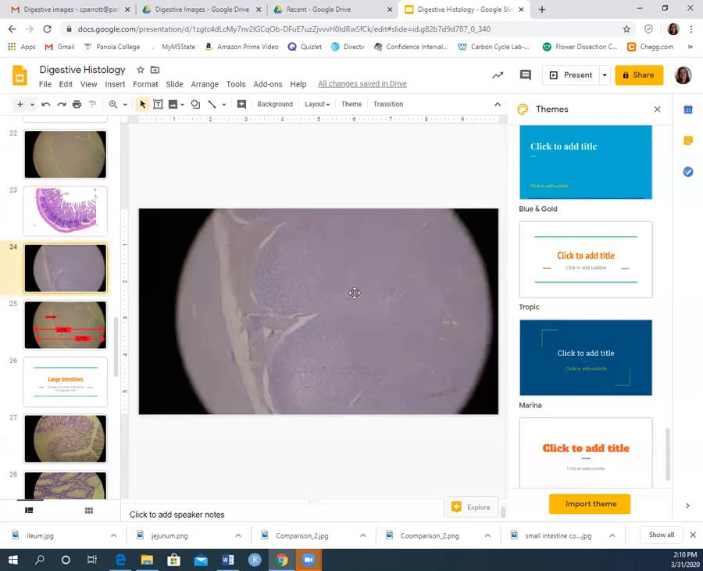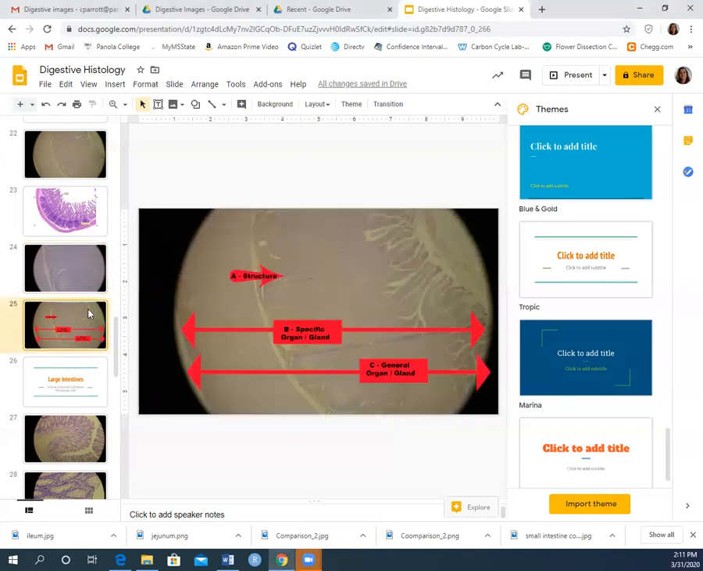Okay, this one right here is showing the Peyer's patches blown up. So here you're seeing a Peyer's patch, and here you're seeing a Peyer's patch. Here you would see another one. And again, those are just the lymph nodules that are in that portion of the small intestines. You do have to be able to identify those Peyer's patches though.